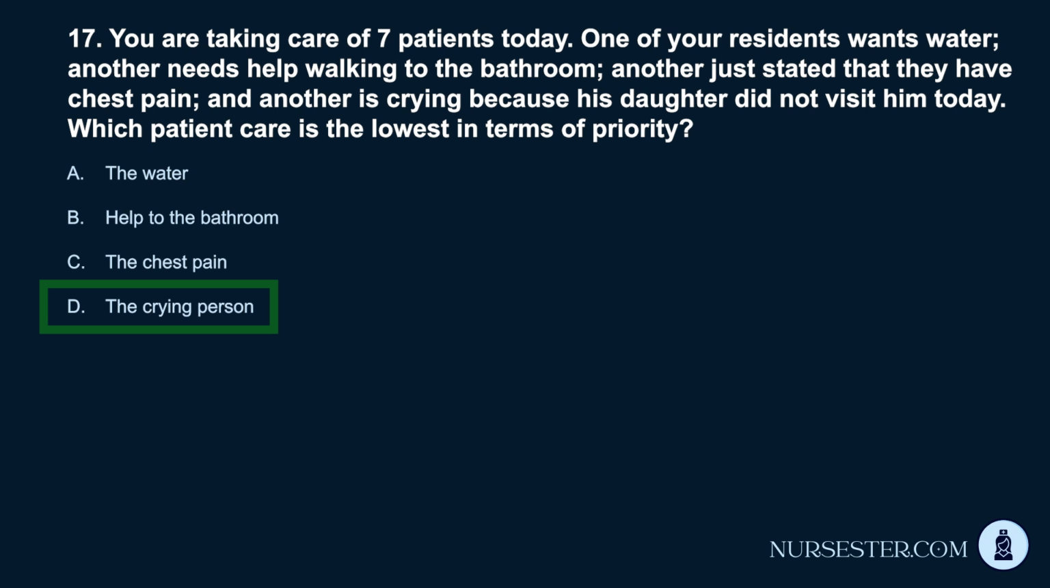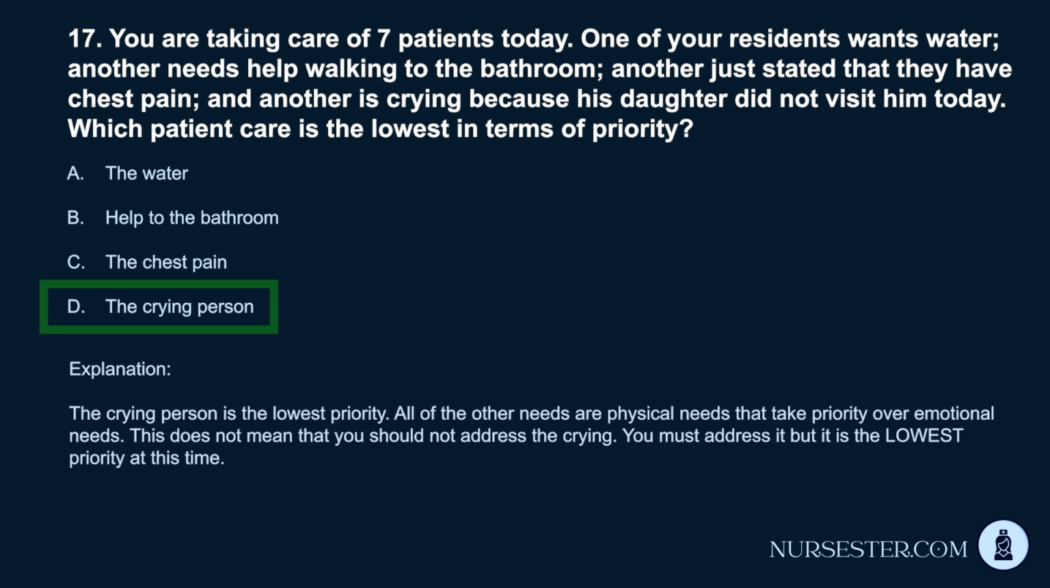The crying person. The crying person is the lowest priority. All of the other needs are physical needs that take priority over emotional needs. This does not mean that you should not address the crying. You must address it, but it is the lowest priority at this time.